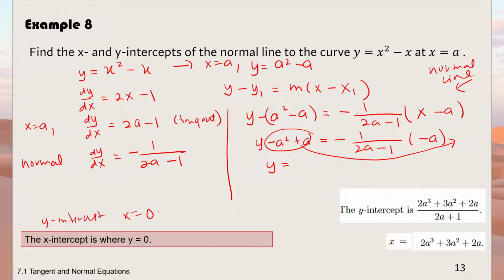If you want to know the x-intercept, my y equals 0, and then you shift it to the other side, so you will have your y-intercept and x-intercept. I have to admit this example is quite messy because the value is an a, so you cannot simplify, so the answer is a bit messy. Now for this part I will stop here.